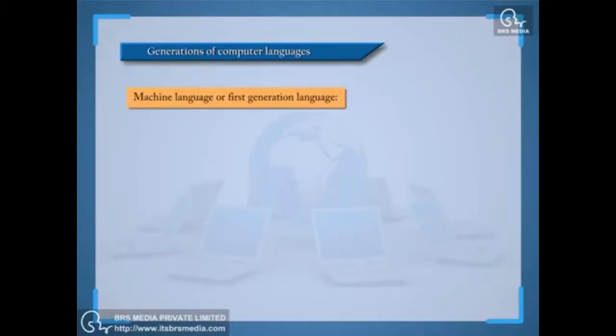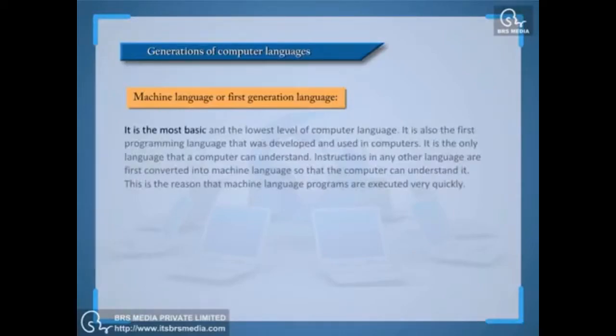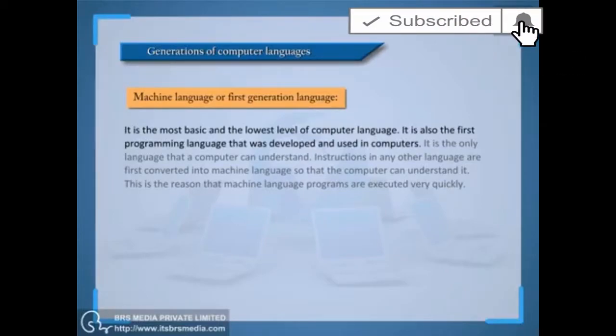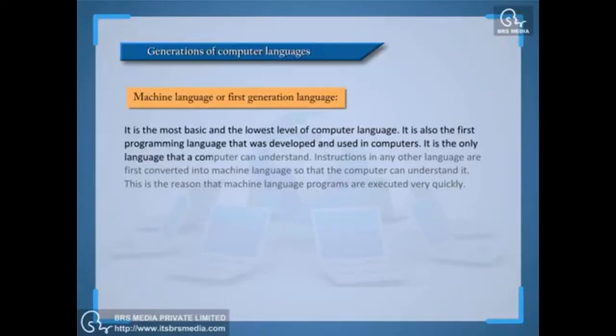Machine language or first-generation language. It is the most basic and the lowest level of computer language. It is also the first programming language that was developed and used in computers. It is the only language that a computer can understand. Instructions in any other language are first converted into machine language so that the computer can understand it. This is the reason that machine language programs are executed very quickly.